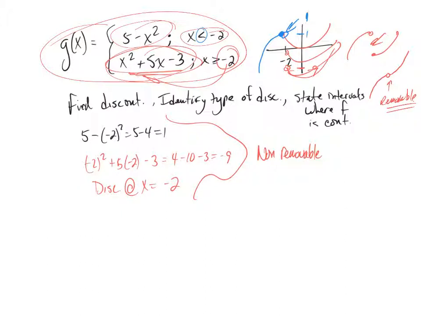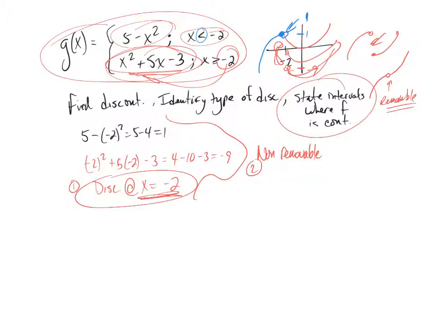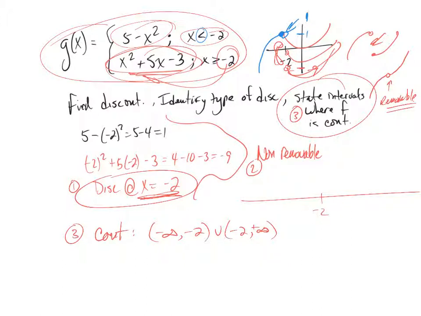So we're going to say discontinuity at x equals -2. There's our first answer. It is non-removable because we have a big jump in the y values. And then lastly, where is the function continuous? Well, it's continuous everywhere except where it's discontinuous. So for part 3, we're going to say it's continuous from -infinity to -2, and then -2 to +infinity. So again, number line, here's -2 here. The function's fine here. It skips over -2, and then the function's fine there. And there she goes.